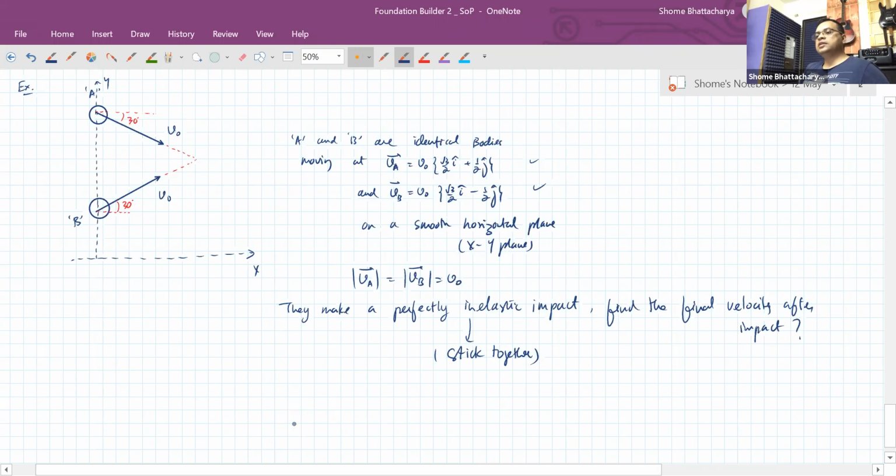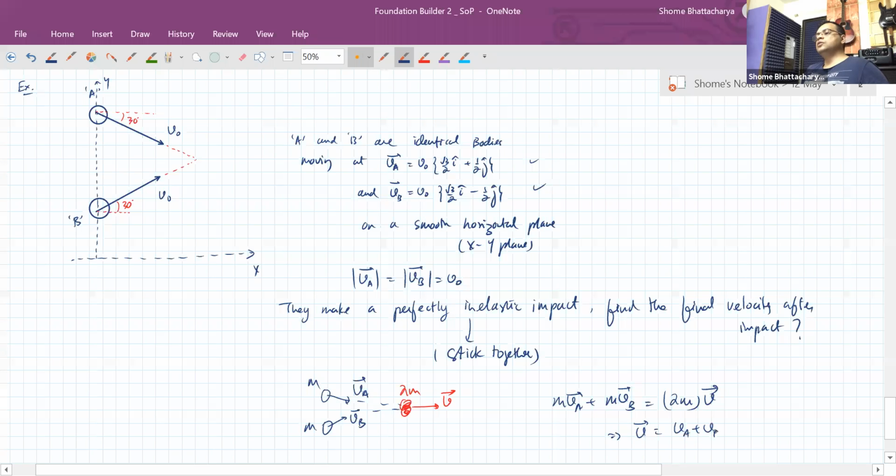If A and B have masses m and m and travel with velocities VA and VB like this, after the impact is over, they will become one combined mass of 2m moving with some combined velocity v. All you have to do is momentum conservation: m VA plus m VB should become 2m times the final velocity after impact. So the final velocity will just become the mean of these two velocities.